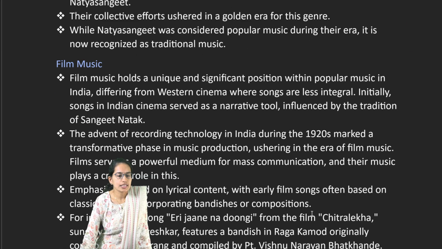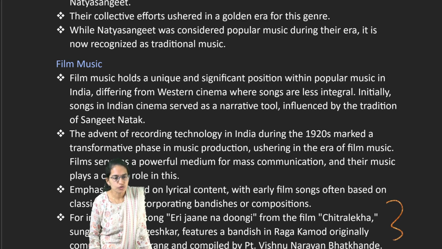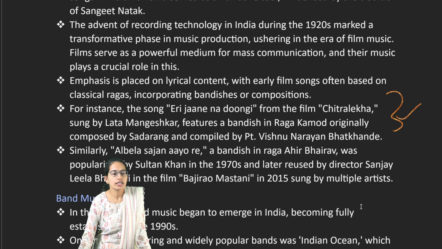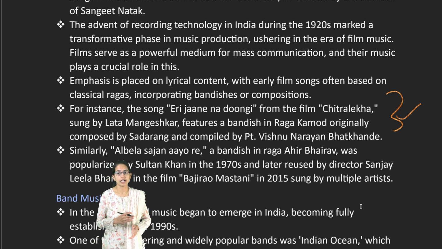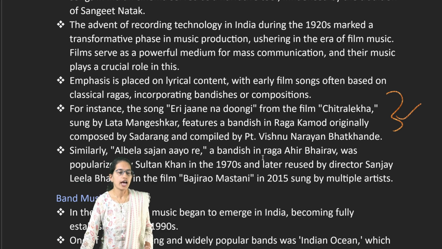The next is in the films as well. The music has been an important component of Indian cinema, and the songs from Chitralekha, which have been sung by Lata Mangeshkar, are some of the songs which are based on Rag Kamod. So which rag is being used for the major songs is again an important one.